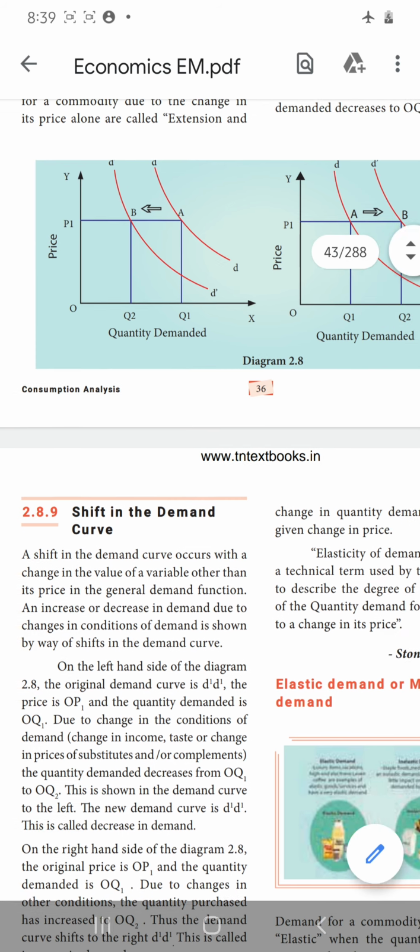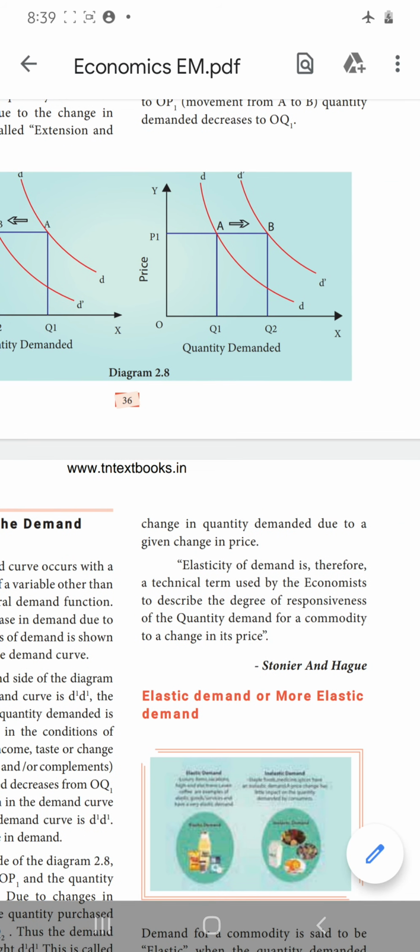And in the next graph, the price is higher, up to OP1. So you are buying only a limited quantity of the product. If the income increases, what are you doing there? You are buying more. Even if the price is higher, you are buying more, that means up to OQ2 you are buying. That D dash to D dash curve is called an increase in demand.